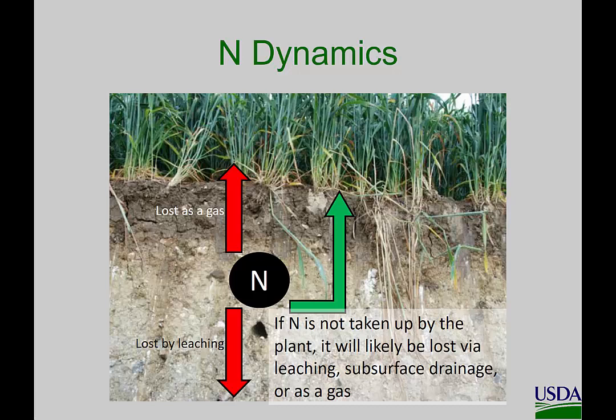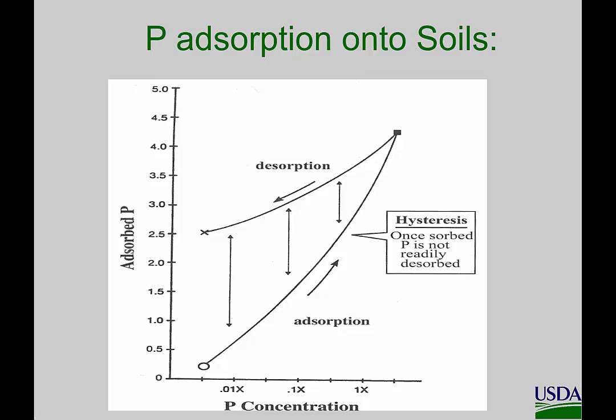It's on its way to being lost either through leaching or in some form of a gas if it's not taken up by a crop. So with nitrogen, if you don't use it, you lose it. Very different from the nature of phosphorus. Phosphorus binds very strongly to soils. In fact, most of the phosphorus that we apply to a soil is not going to be taken up by the plant, at least anytime soon, and it's also not going to dissolve back into solution. A lot of it is irreversibly held.